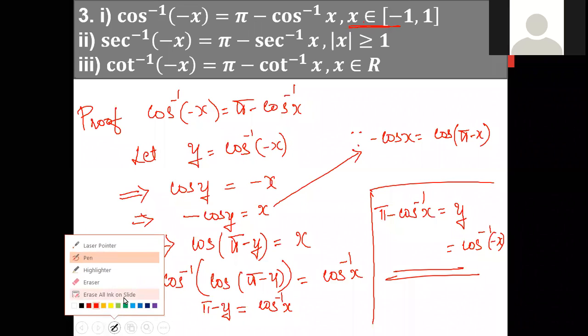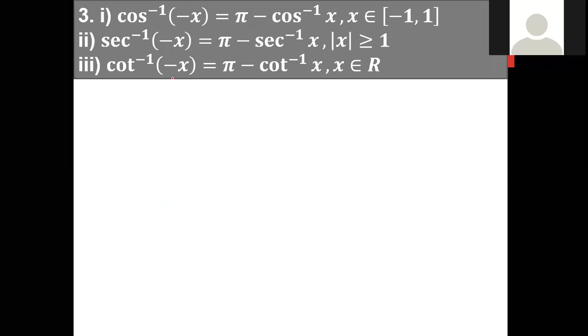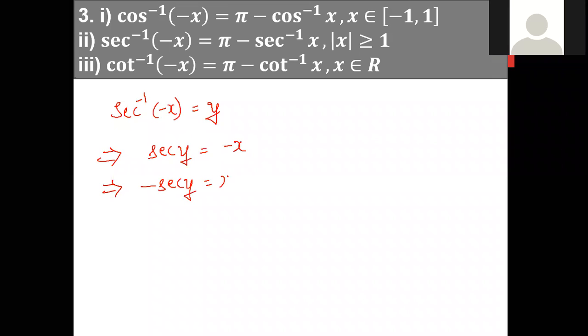So next, regarding secant inverse x. If you have no doubt, you can solve for secant inverse x. So I have to take secant inverse of minus x is equal to y. Next step is secant y is equal to minus x. Then I have to write minus secant y is equal to x. Correct? What is the next step? Minus secant y is equal to x. What is the next step?